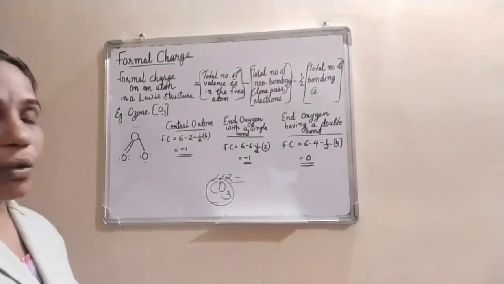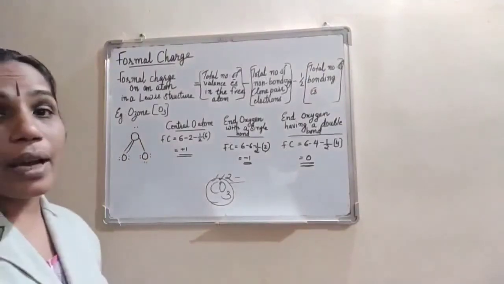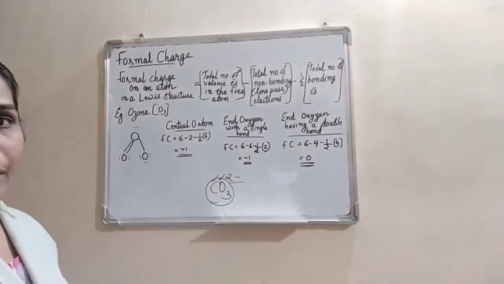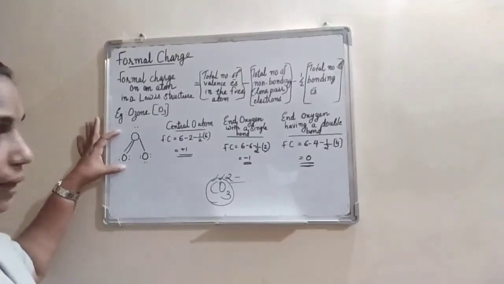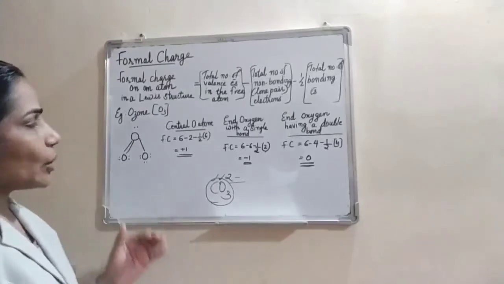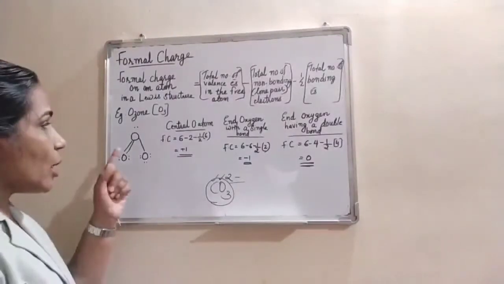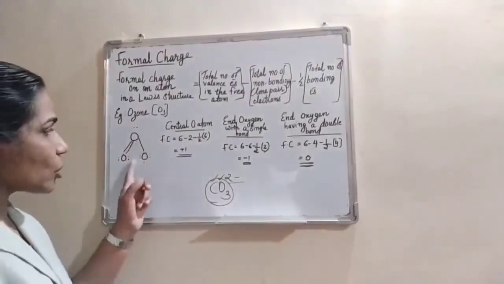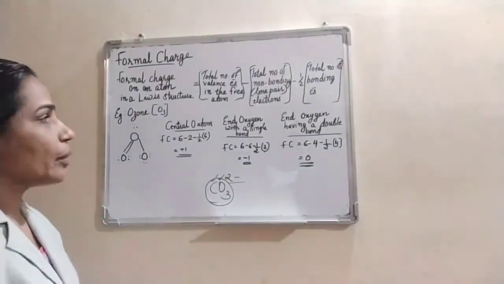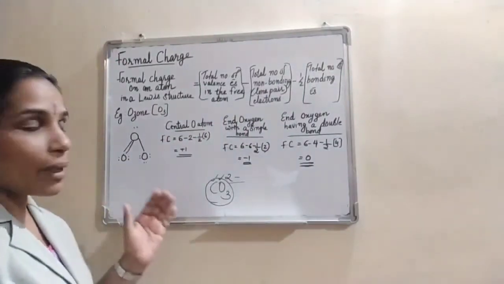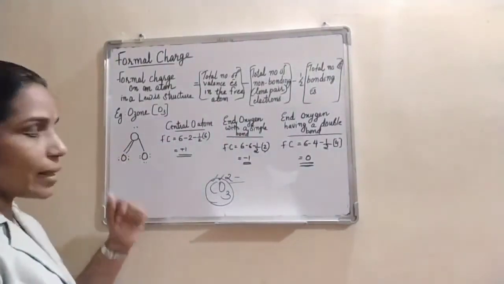Take one example, ozone, a polyatomic molecule, formula O3. Its Lewis dot structure is this. Then we are going to calculate the formal charge on each atom. Using this equation, we can calculate the formal charge on each oxygen atom.